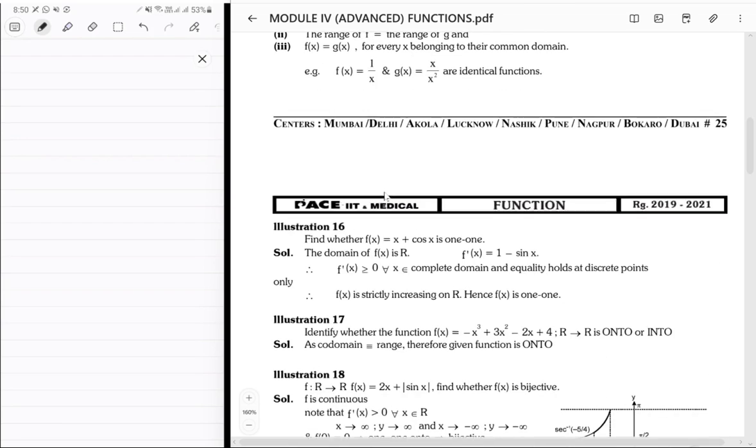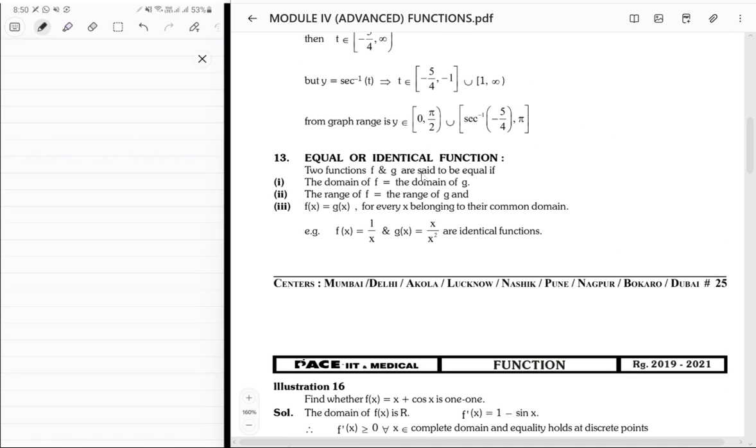Wait, actually, maybe this might be a definition we need. Two functions are said to be equal if the domains of them are equal, the ranges are equal, and f(x) is equal to g(x) for every x belonging to their common domain. If 1 and 3 are satisfied, then of course 2 will be satisfied. What's the big deal about it? Codomains, no mention over here. What about the codomain? Do we not think about the codomain?